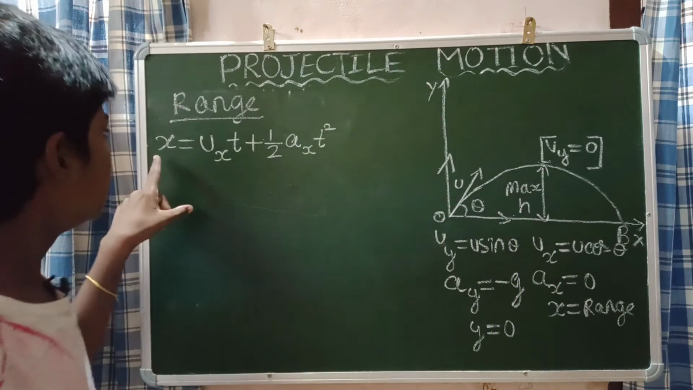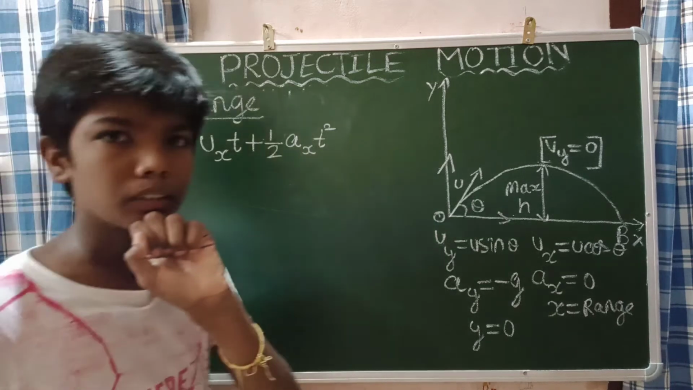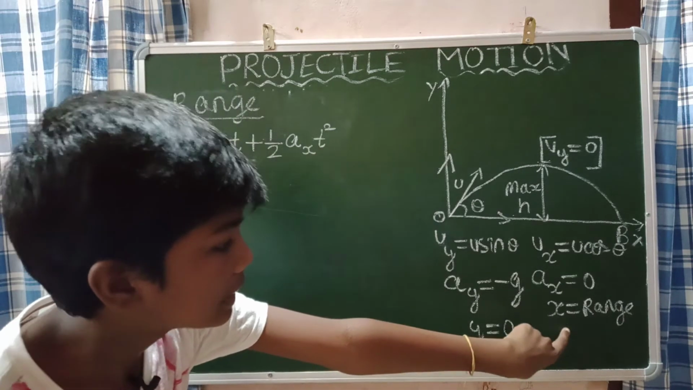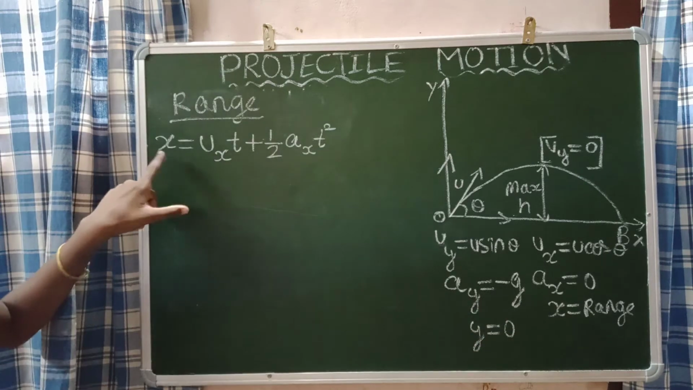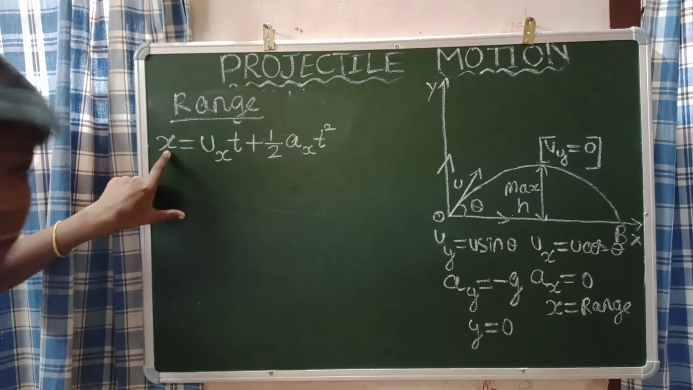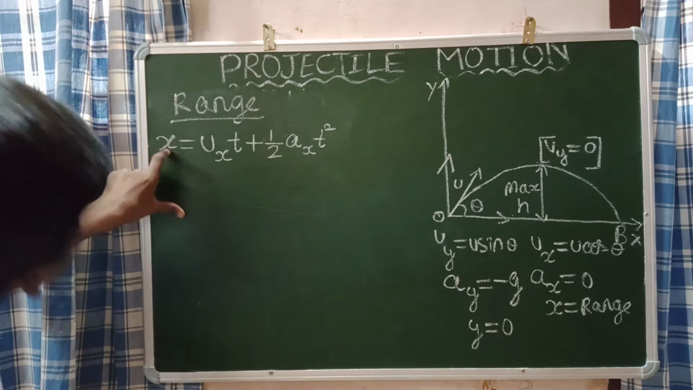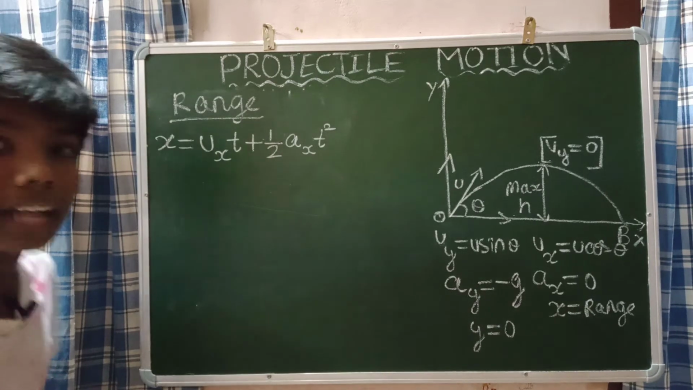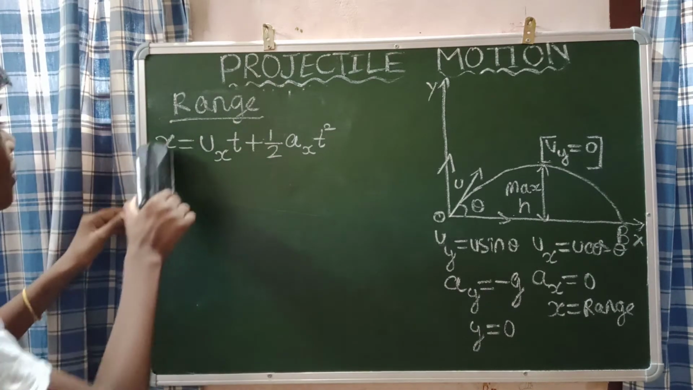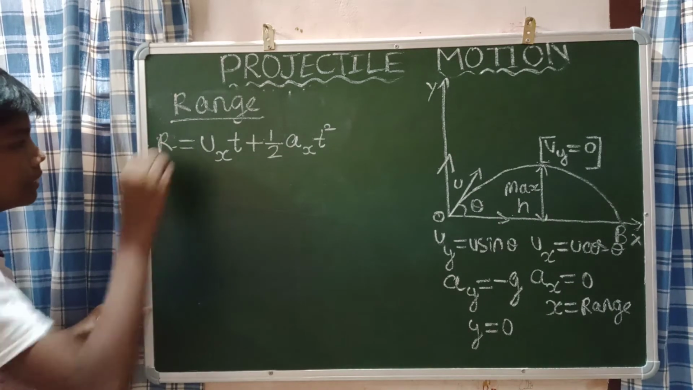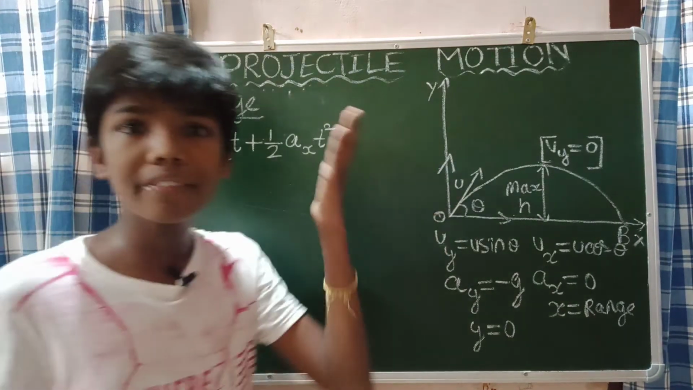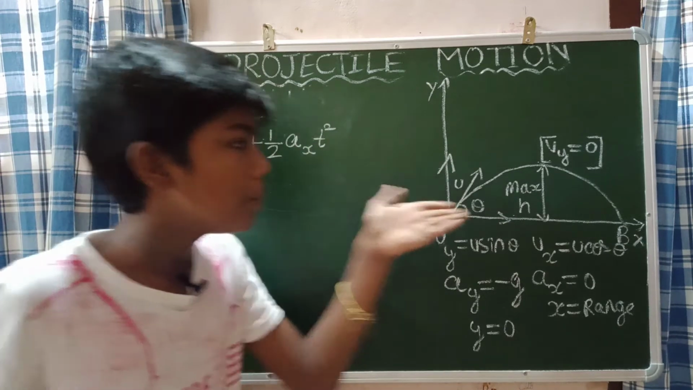We know that this x displacement will give us the range, as I told earlier. So we can say that this x will be giving us the range. That is what we need to understand, guys. So instead of writing it as x, I write it as range, because this x displacement, this OB, will be the range.